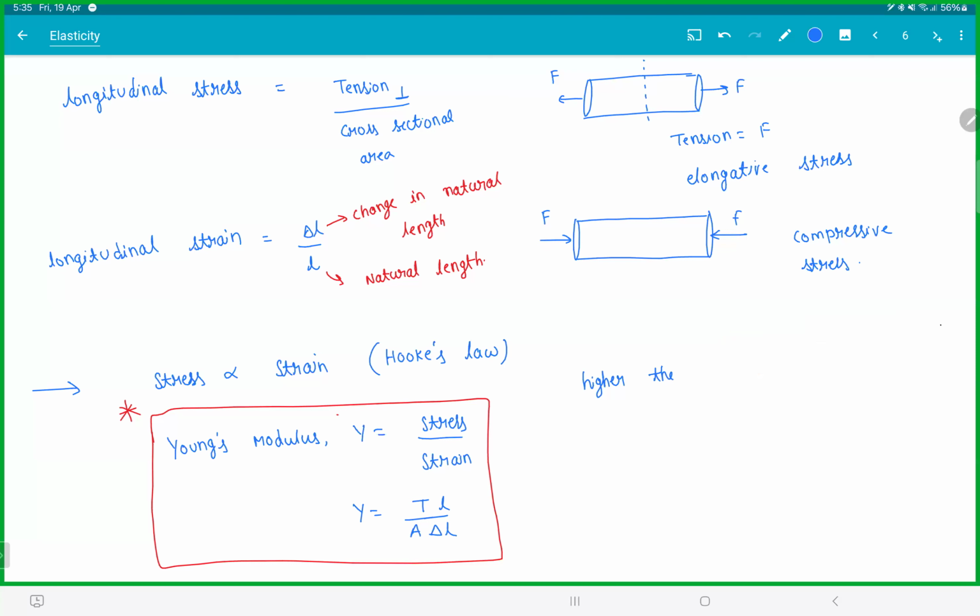So whenever you think about stress and strain and you're confused, think of stress as force and strain as elongation. So higher the Young's modulus, more difficult to deform the body. That is the physical significance. For a rigid body, Y is infinity because you can never stretch a rigid body. Have a look at this page. The one in the red box, that formula is important.